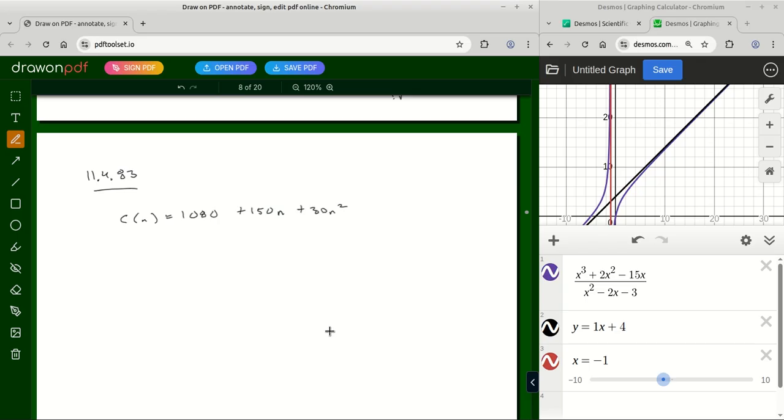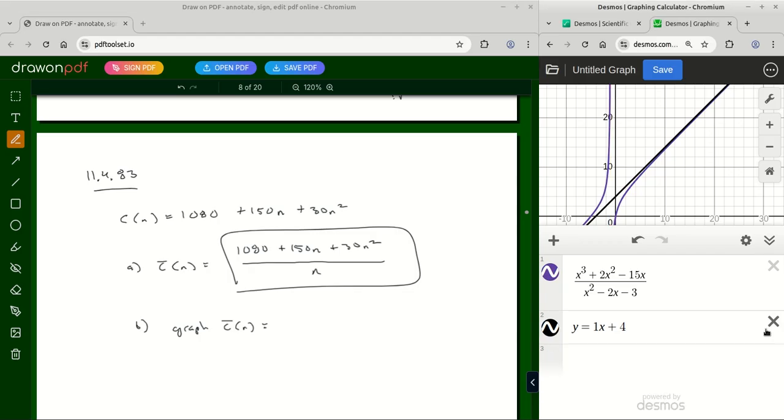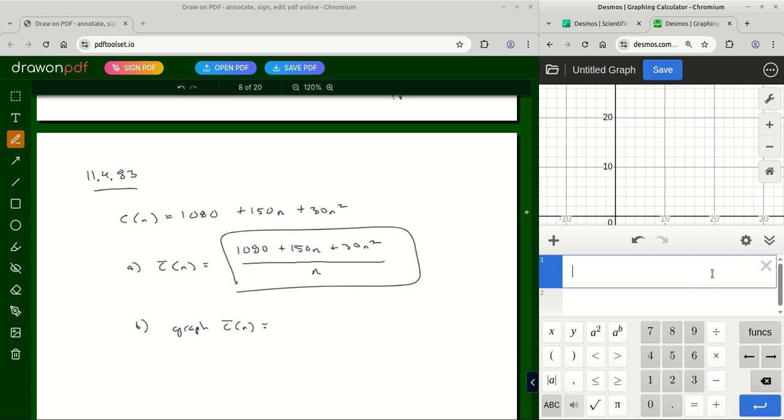Anyway, so we have a cost function changing according to how many units we sell. All that stuff. And so it says find the average. Well, you're just going to take what you had and you're going to divide it by n. And there you go. You just did it. Yay. Okay. And now it says find the graph of your average cost function. Yeah, Desmos for sure. We're going to do some Desmos. Hold on a second here.